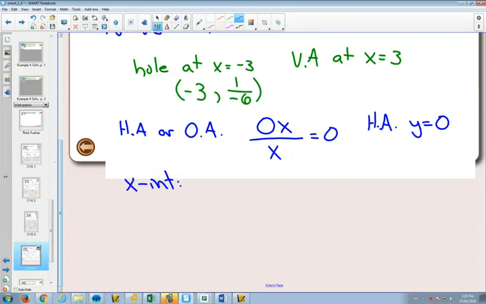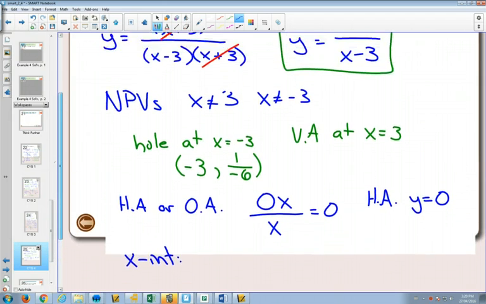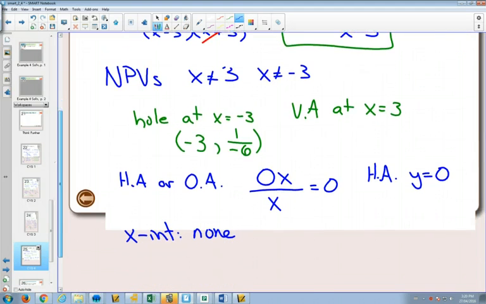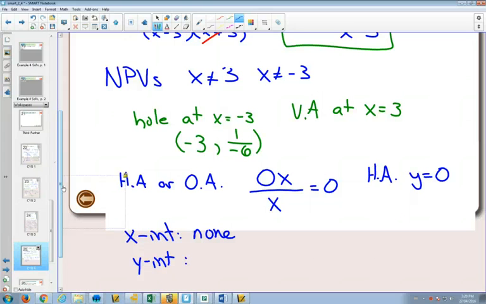X-intercepts. Again, looking at our function inside of that green box. Is the numerator ever equal to 0? No, it's always equal to 1. So there are none. Y-intercept. If you plug in 0 for x, what do you get? 1 over -3.